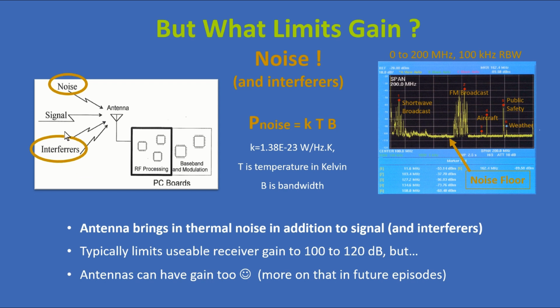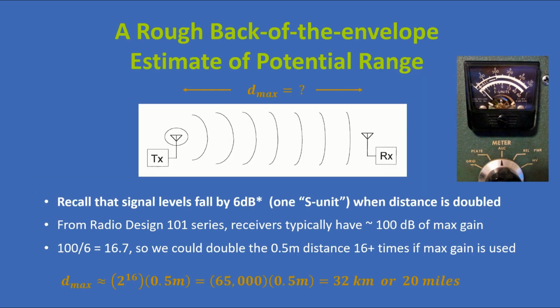Other things also limit us, like interferers, other strong signals that might be competing with a very weak signal we're trying to receive. And we saw that in the epilogues to the Radio Design 101 series. So let's go back to the previous slide and see if we can use that 100 dB, we'll just use a nice round number, to calculate the distance that we could get with our 20 milliwatts transmitted and some dipole antennas.